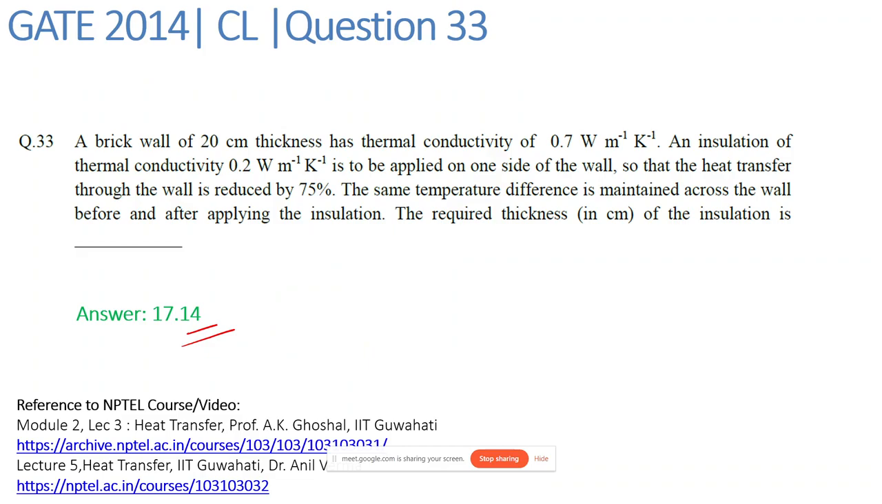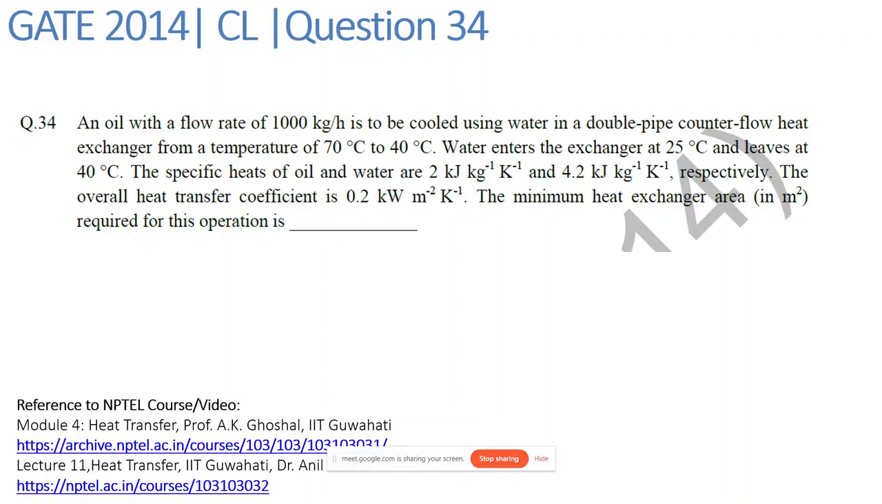Now let's look at another question. This is question 34 from the GATE 2014 chemical engineering paper, the subject of heat transfer. And this is related to a double pipe counterflow heat exchanger, in which we have to find the minimum heat exchanger area. We'll again play the video solution.